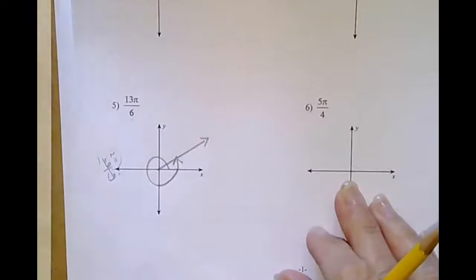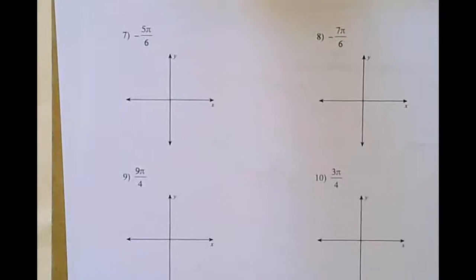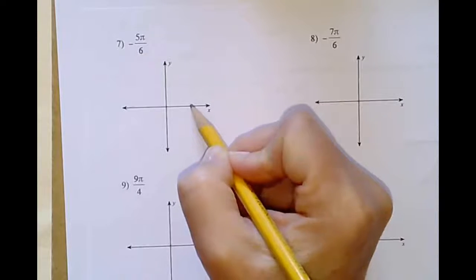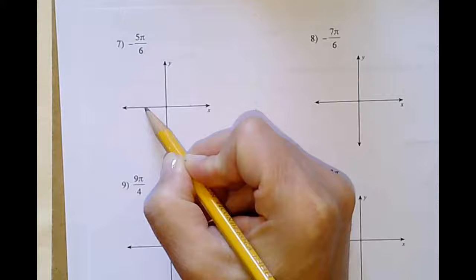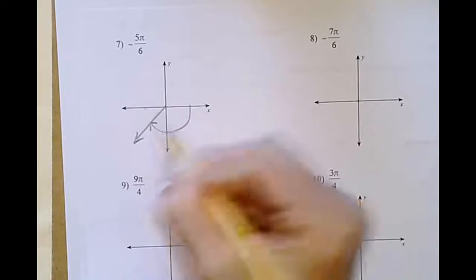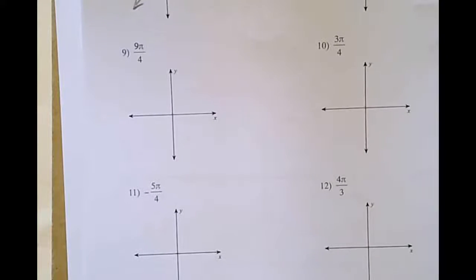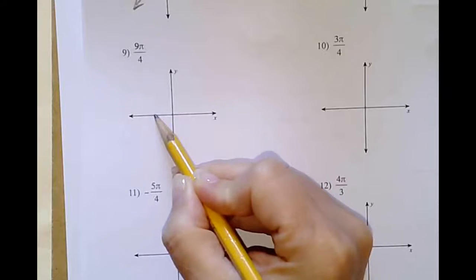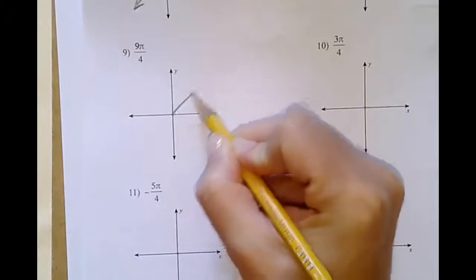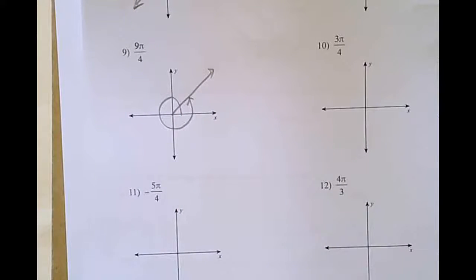Okay, let's flip over. Next up, number 7. Now we're going to go negative. That's again 6, so I know 6 over 6 would bring me to here, but 5 over 6 is going to bring me a little bit short of that, and I'm going to go to about here. Number 9, it's fourths, so I'm going to count by 4s. I'm going to go 4, 8, 9. And there it is. That's what that guy is going to look like.